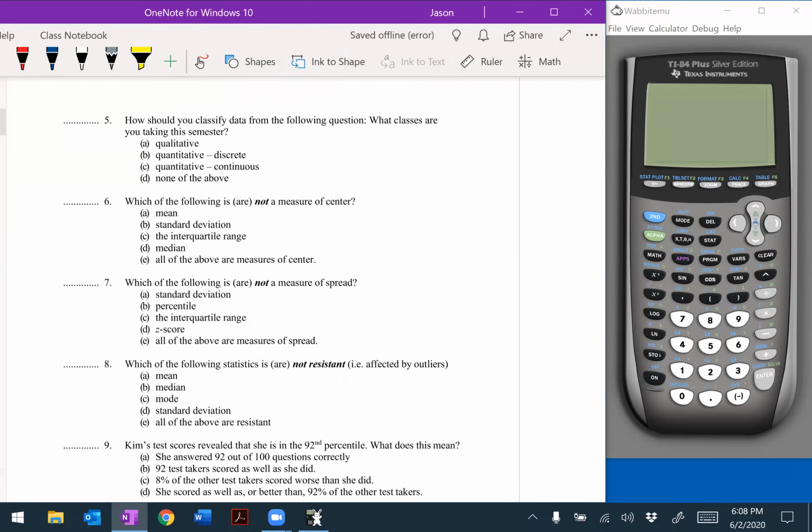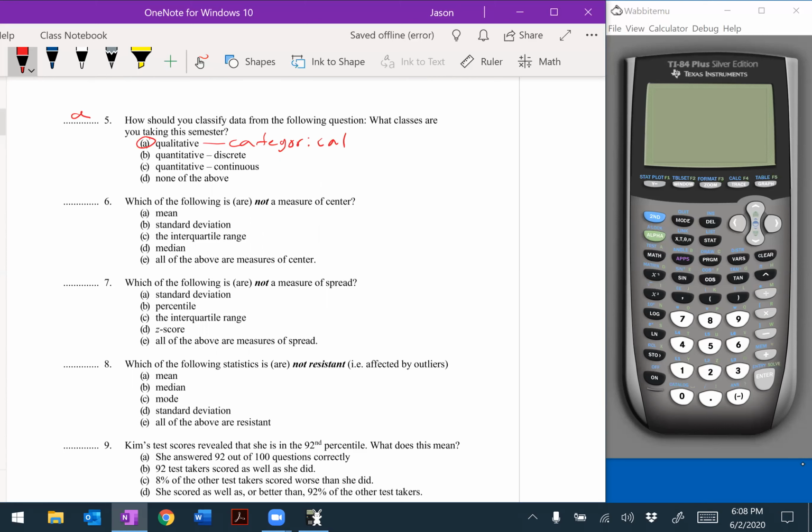How should you classify data from the following question? What classes are you taking this semester? Well, is that qualitative? Is that quantitative discrete? Is that quantitative continuous? Or is that none of the above? Well, it's qualitative, it's categorical, which is a quality, not a quantity. So that's categorical or qualitative. So that's A.